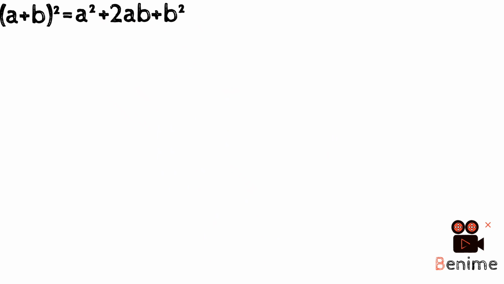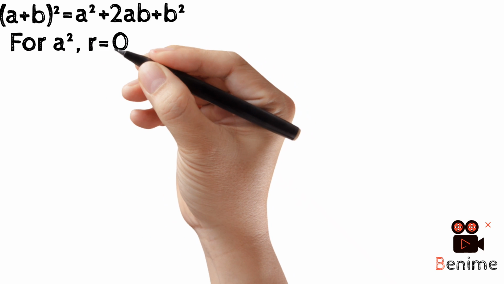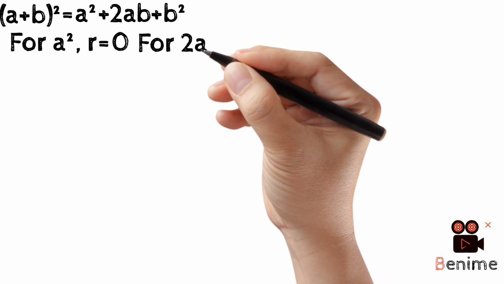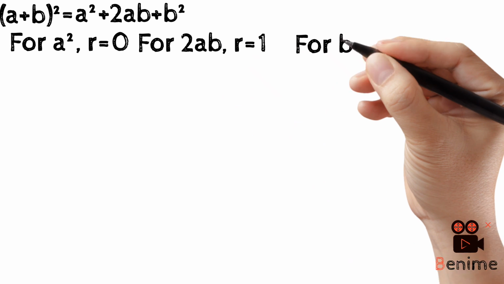So I'm going to give these terms a value for their position. This a squared is the first term. We'll give it the position value of 0. Let's represent this position by r. The position of a squared is 0, that is the first term. And the second term, that is 2ab, we will give it the position r equal to 1. Then the last term, the third term, that's b squared, we'll give it the position value of 2, that's r equal to 2.